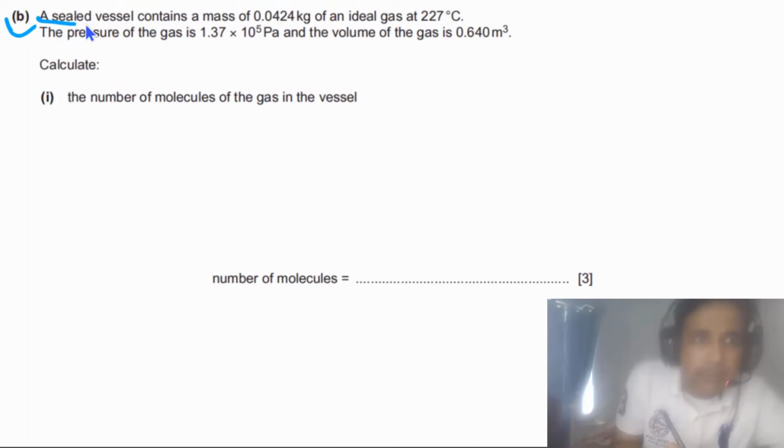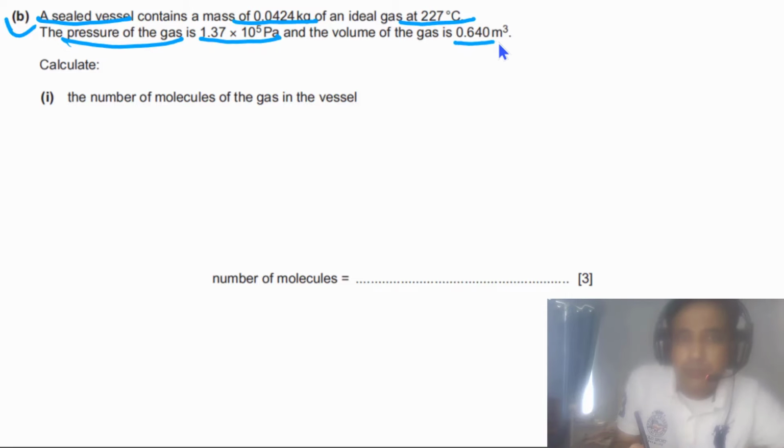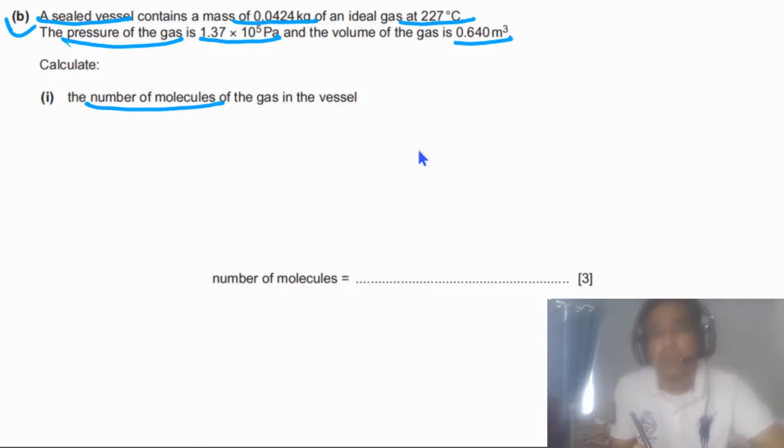Part B says a sealed vessel contains a mass of 0.0424 kg of an ideal gas at 227 degrees Celsius. The pressure of the gas is 1.37 times 10 to the 5 pascals and the volume of the gas is 0.640 cubic meters, or simply you can say meters cubed. For this question, we need to calculate the number of molecules of the gas in the vessel.